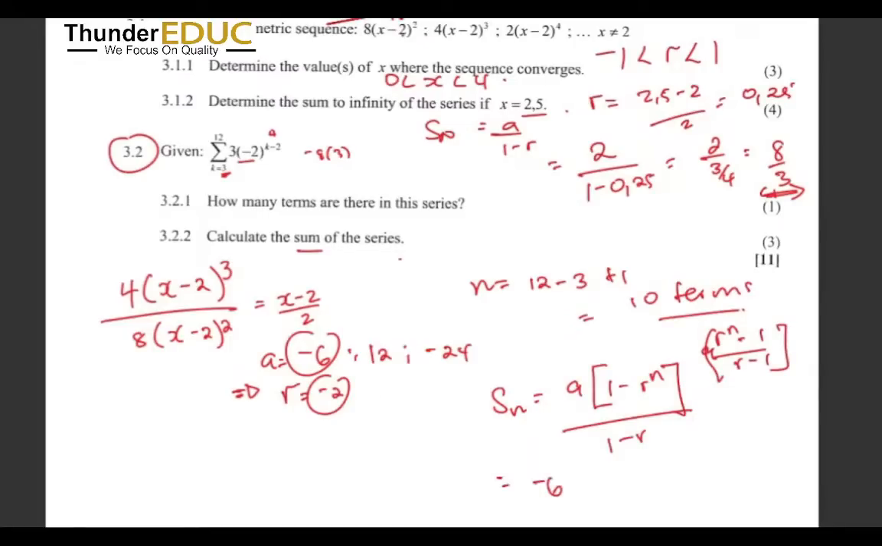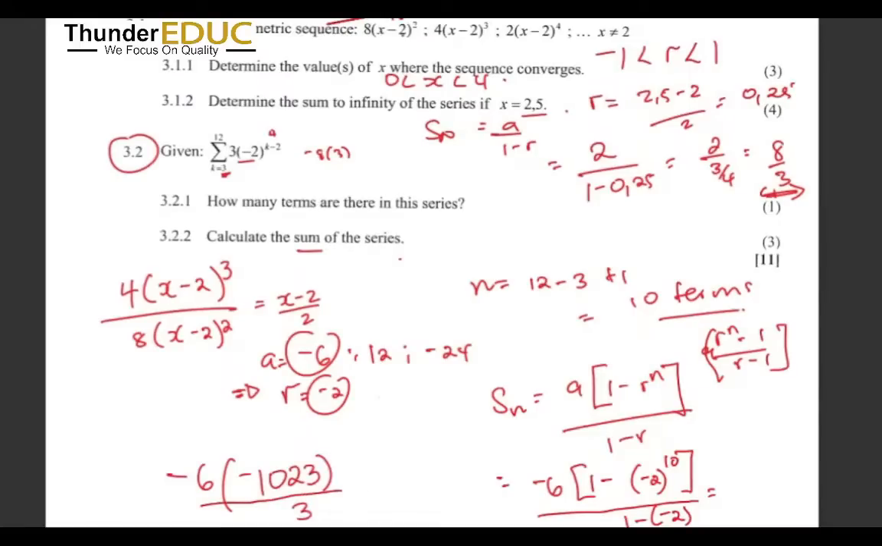So our a is negative 6, open brackets, 1 minus negative 2 to the power of the 10 terms, over 1 minus negative 2. When we simplify this further, we have negative 6 into what we get by the brackets, 1 minus negative 2 to the 10. That's going to give us negative 1023. We're dividing it by 3.